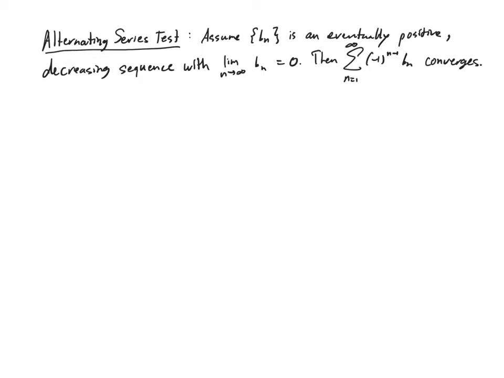Okay, let's talk about the alternating series test. An alternating series is one that alternates between being positive and negative with each term. It's not that it's sometimes positive and sometimes negative. It really has to alternate with each term.